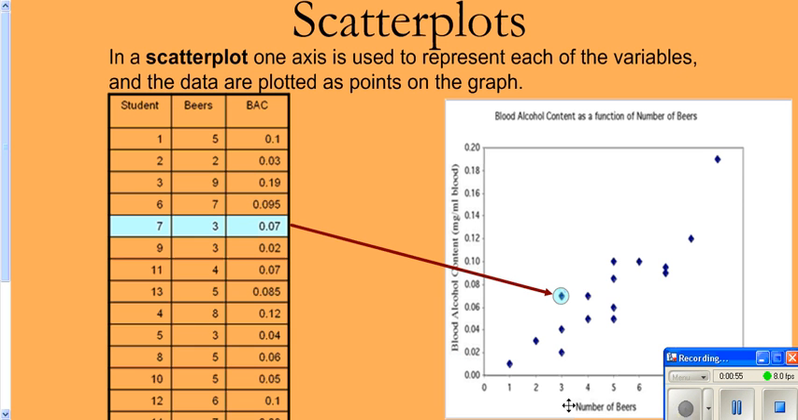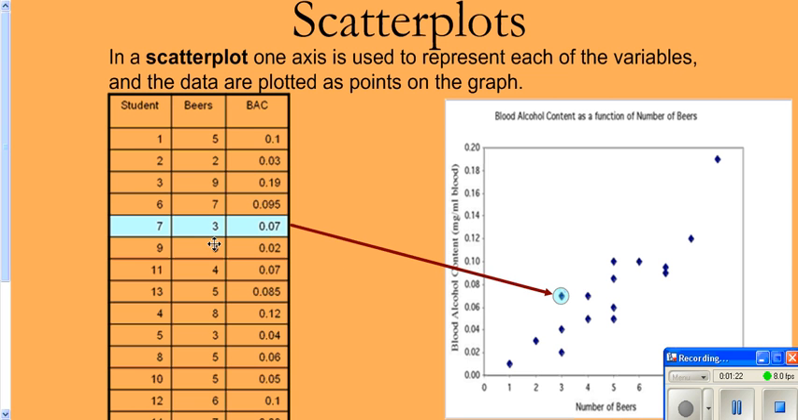Now, most people are going to anticipate that the number of beers should have some type of an effect on the blood alcohol level. So the number of beers is going to go on the horizontal axis, which is your explanatory variable. You're hoping the blood alcohol level will respond to the number of beers. So the blood alcohol level goes on the vertical axis, and that is considered your response variable.